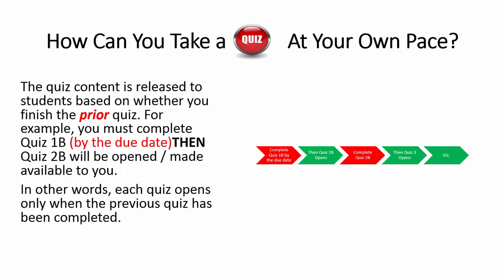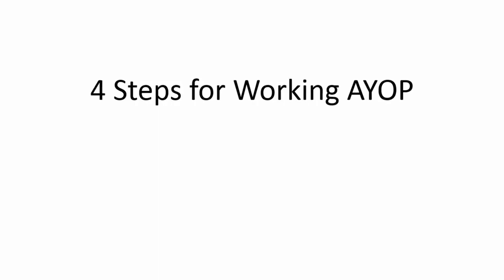So if you look at the figure on your right, you must complete quiz 1B by the due date, the only quiz with a due date. Then quiz 2B opens. You will complete quiz 2B, then quiz 3 opens, and so on and so forth. So there are 4 steps for working at your own pace.